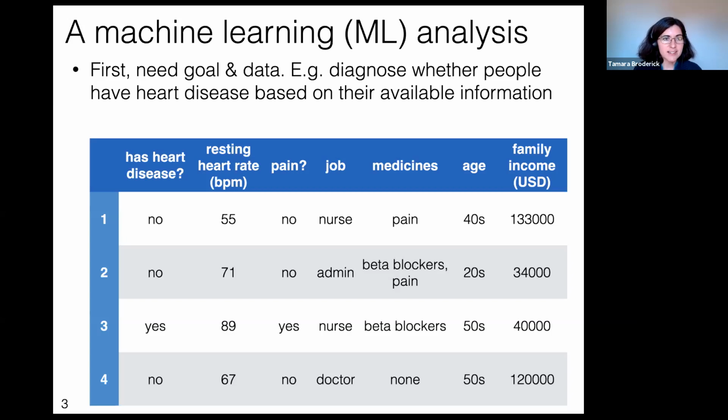Okay, and this group of people has measured the resting heart rate of these individuals in beats per minute. They've measured if they've been experiencing pain in some time period, maybe the past month. Maybe we're looking at individuals who work at a hospital, and so we could ask, what's their job within the hospital? Maybe that has some bearing on this diagnosis. We can look at what medicines they're taking. We can look at their age, maybe just roughly which decade they're in, and maybe the income of their entire family, not just their own personal income. Okay, so let's say we've gathered this information and we would like to predict, do these people have heart disease?